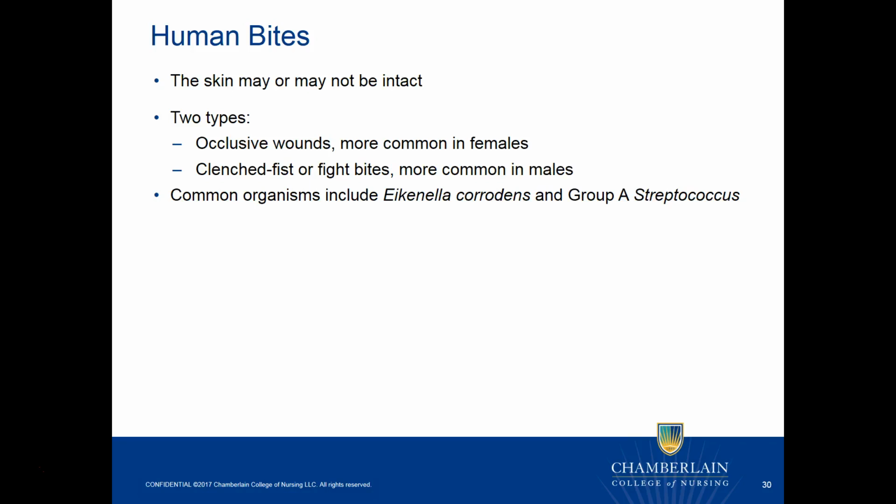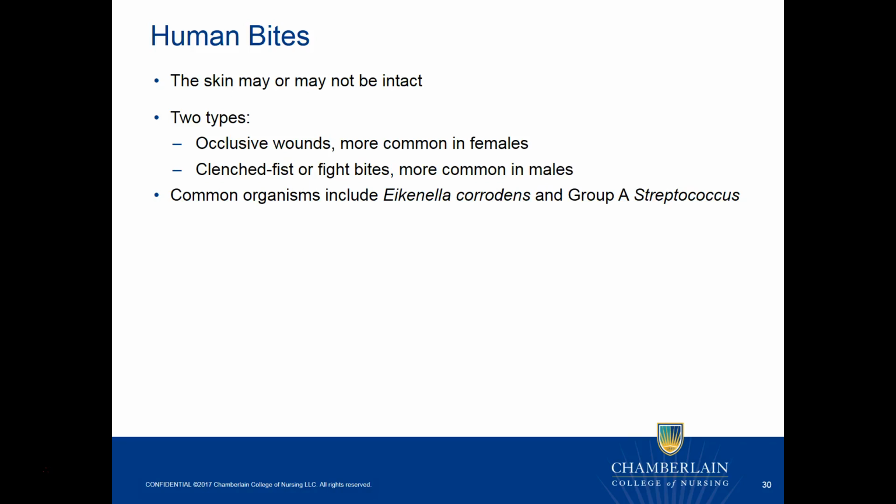With human bites, a semicircular or oval area of erythema or bruising is usually visible. The skin itself may or may not be intact. Bites by humans occur in 2 basic categories. Occlusive wounds, more common in females, with teeth closing over and breaking the skin. And clenched fist or fight bites, more common in males, in which the skin surface, usually of the hand, strikes a tooth, resulting in damage to the skin and underlying structures.